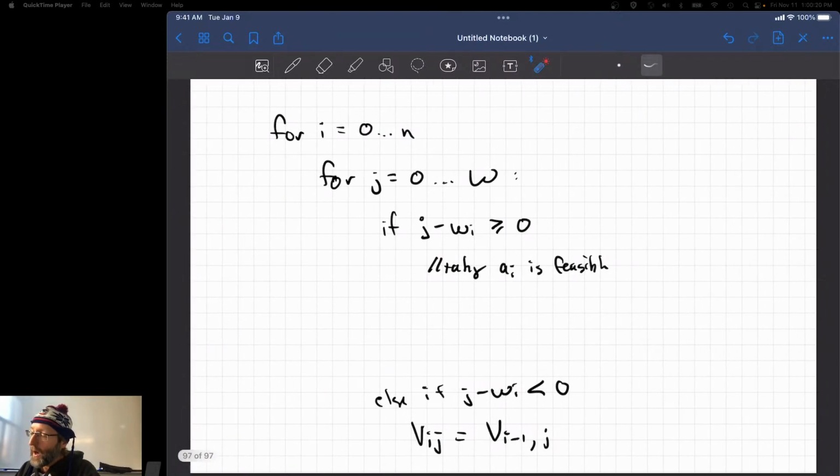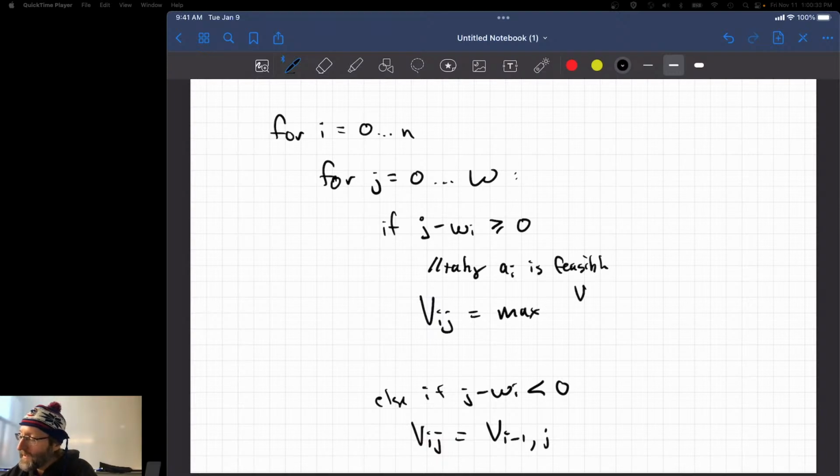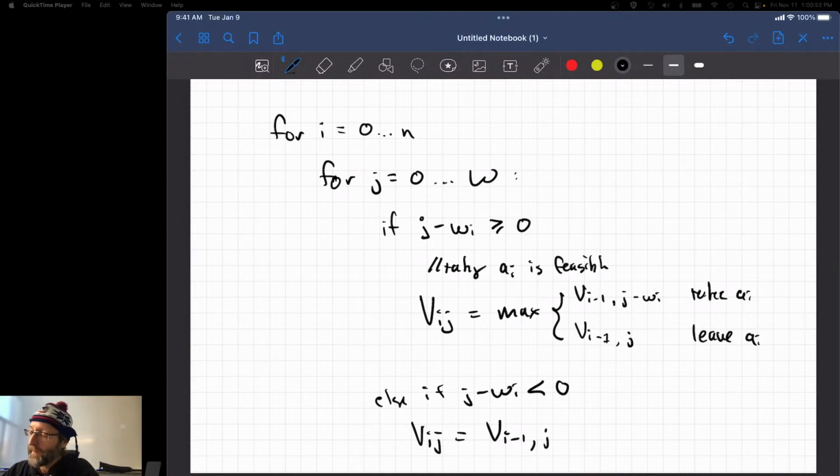Otherwise, you do have a choice. So you need to take the maximum. V sub ij will end up being the maximum among v sub i minus 1, j minus w sub i, and v sub i minus 1, j. Of those two things. Here you take it. Here you leave it.